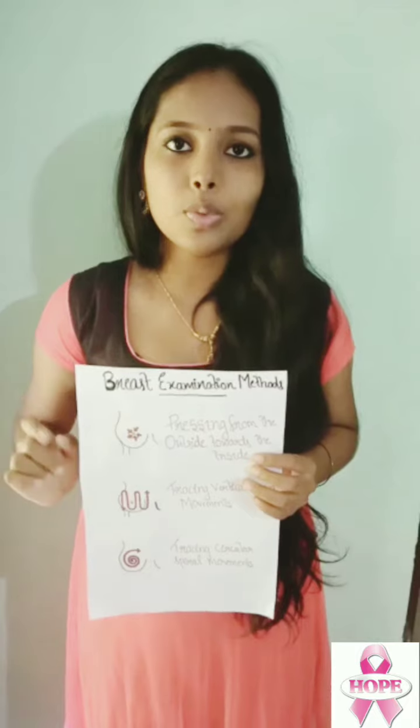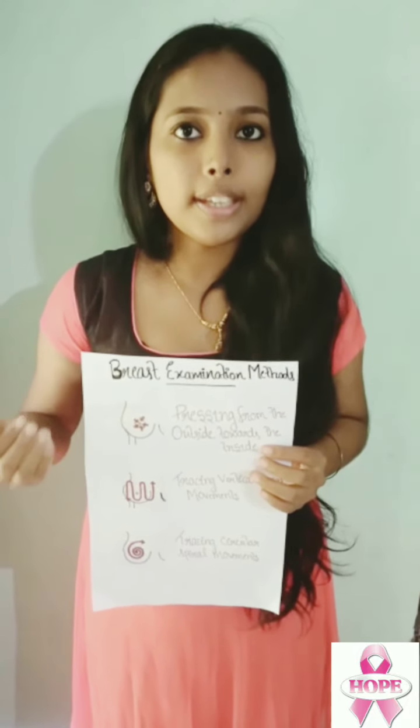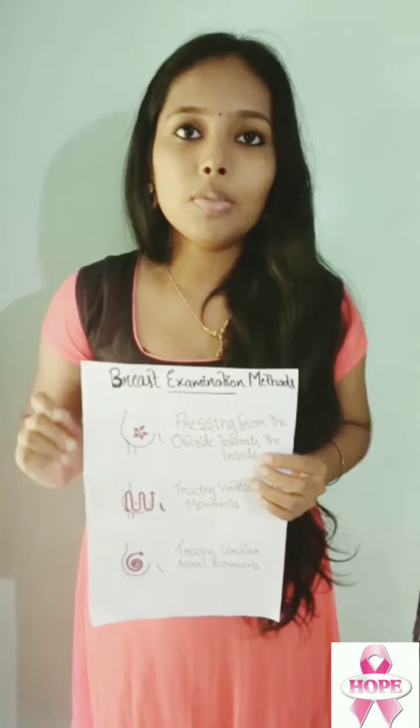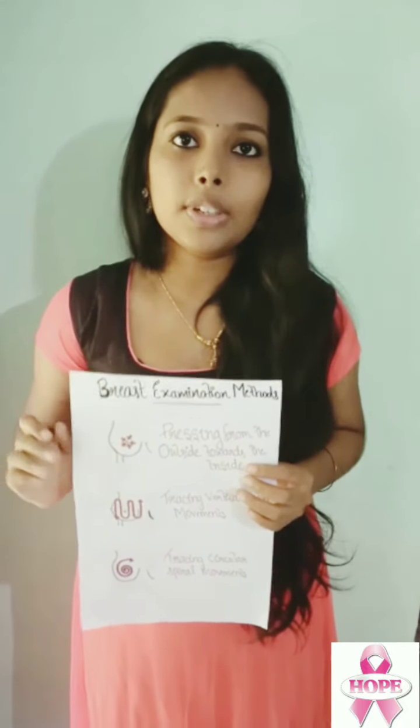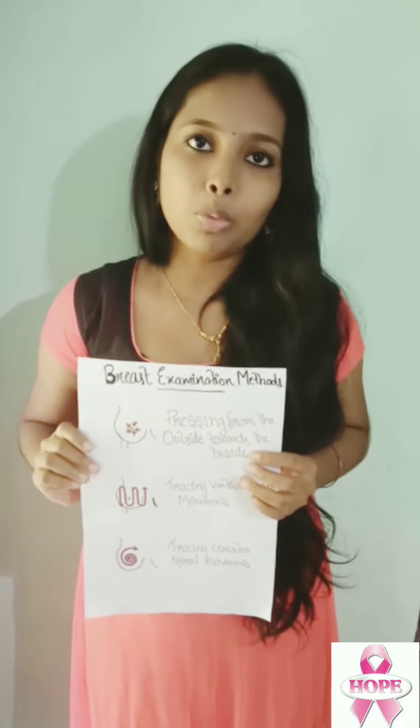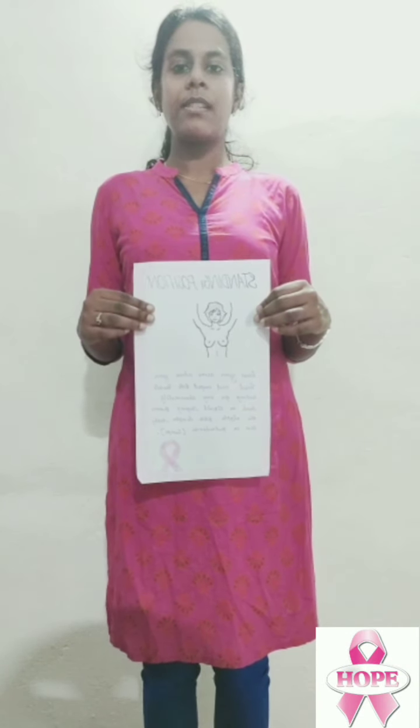Now let us continue with the explanation of this exam. This is the examination area. Invert the position of the arm to examine the other side. Examination. The first one is pressing from outside towards the inside. The second one is tracing vertical zigzag movements. And the third one is tracing circular spiral movements. Raise your arms above your head and inspect both breasts, looking for any abnormality, such as liquid seeping from the nipples, folds, dimples, scaly skin, and protuberances.